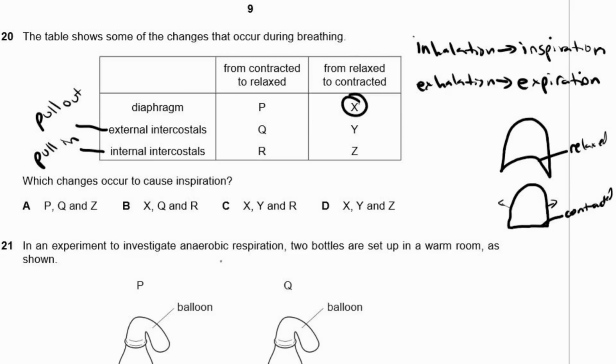Okay, so if you're trying to breathe in, you want a bigger space, you want the external intercostal muscles to contract, which means the internal intercostal muscles have to relax. They are antagonistic muscles, which means when one's relaxed, the other's contracted. All right, so the answer is X, Y, and R. So that looks like it is C.